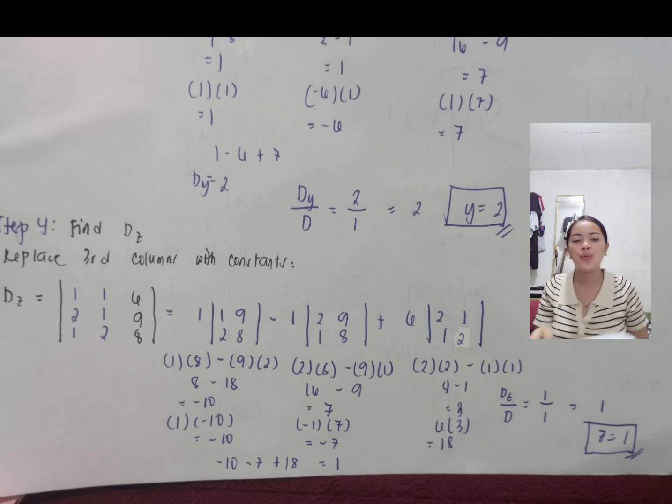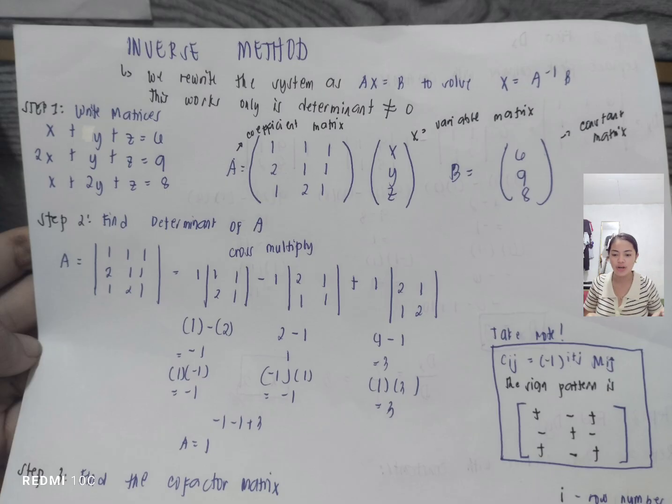For the third one, we now have the inverse method. In the inverse method, we rewrite the system as AX = B, to solve X = A^-1 B. This works only if the determinant is not equal to 0. Our first step is to write the matrices. For this system, we now have A, X, and B. A is the coefficient matrix, X is the variable matrix, and B is the constants matrix.